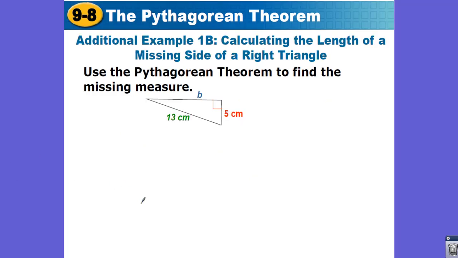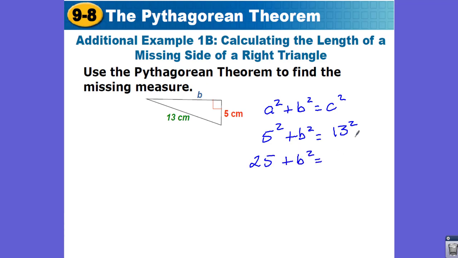Well, what if one of the legs is missing? Like this one right here. We start off exactly the same way. We start off by writing down the formula, and we plug in our information. But this time, since b is missing here, 5 has to be the a. So I'm going to do 5 squared plus b squared equals 13 squared. This is where you're going to have to remember some things from last year when you did equations. So we do the math. 5 squared is going to be 25 plus b squared equals 13 squared, which is going to give me 169.